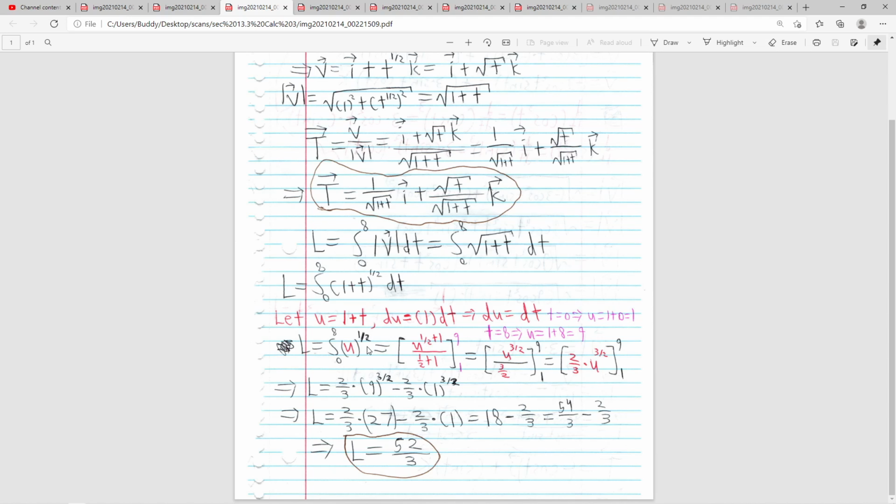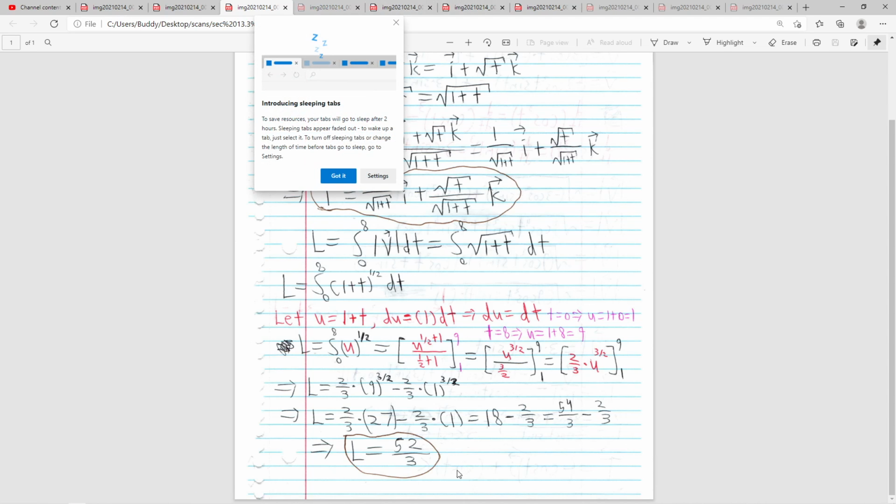So in the end, u to the 1/2 will be u to the 1/2 plus 1 divided by 1/2 plus 1. So it becomes u to the 3/2 divided by 3/2. It becomes 2/3 because you flip the fraction when you divide by a fraction. And 2/3 times u to the 3/2 power. You integrate from here, and it goes through like normal. L equals 52/3.